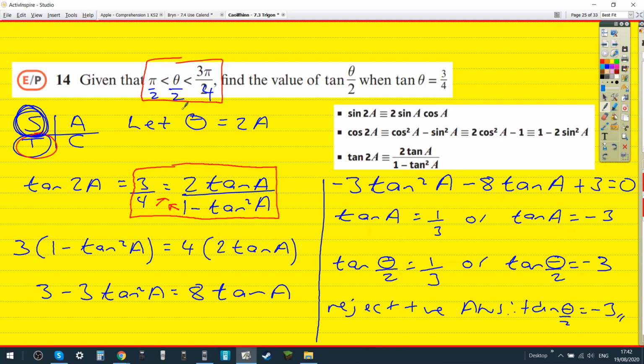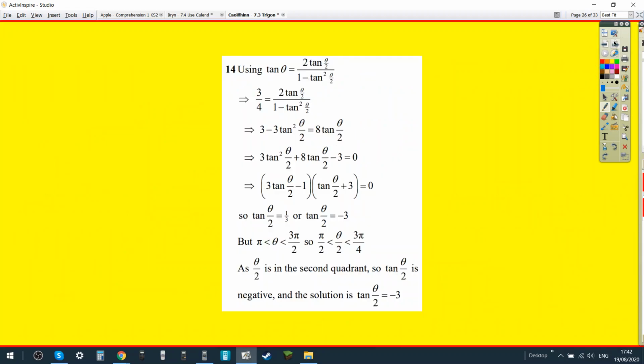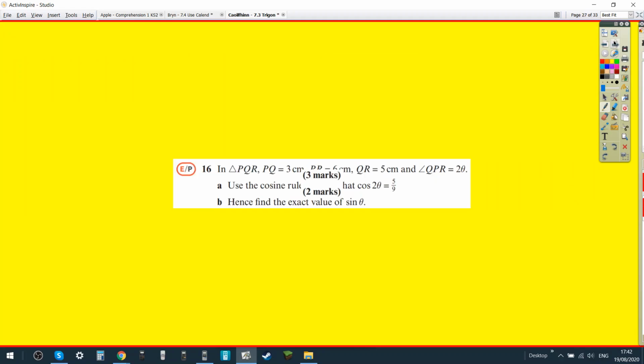Also, big picture, changing theta into 2A or theta over 2 into A is very helpful. From there, you just solve it. It required quadratics. Don't forget that when you're solving this quadratic with this trig, A doesn't equal a third, tan A equals a third. Any questions there? No. It's just never easy.